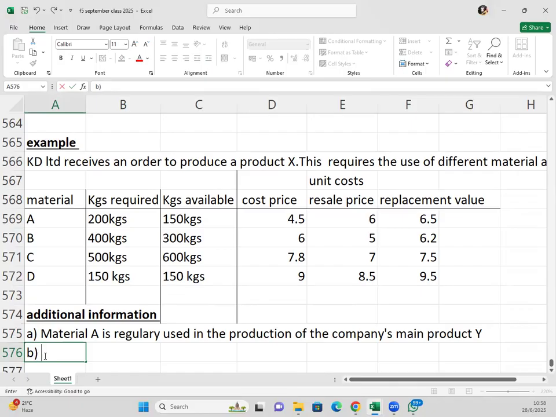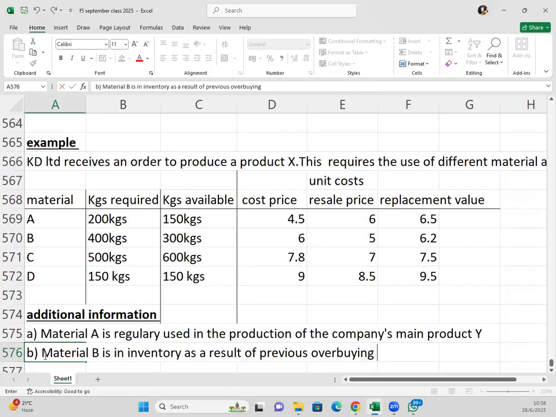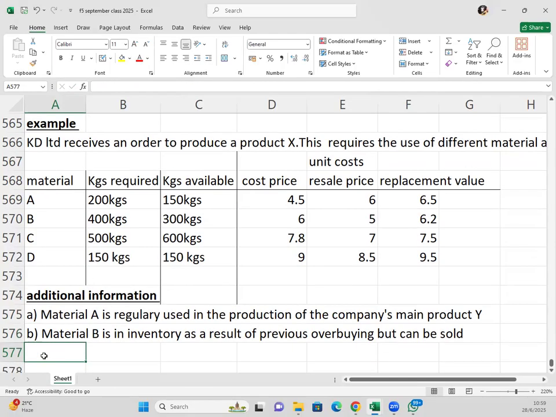Then you can be told that material B is in inventory as a result of previous overbuying. Material B is in inventory as a result of previous overbuying, but can be sold. Then let's move on.